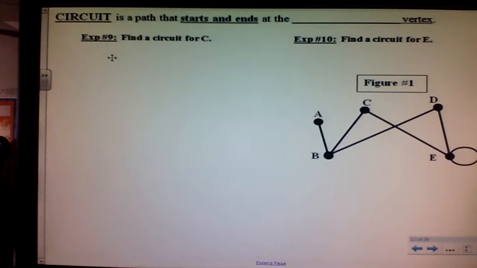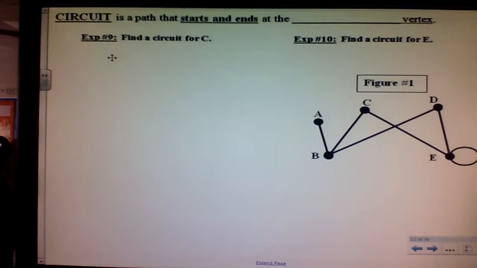We have special paths. Okay, so we are now going to call these a circuit. A circuit means that I have to start and I have to end at the same vertex. I always tell them think NASCAR. When you start NASCAR, you start at the same spot, and when you finish that race, you finish at that same exact spot.